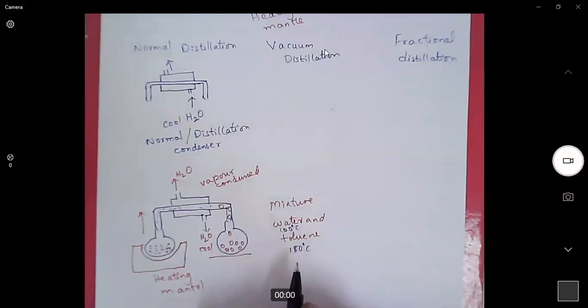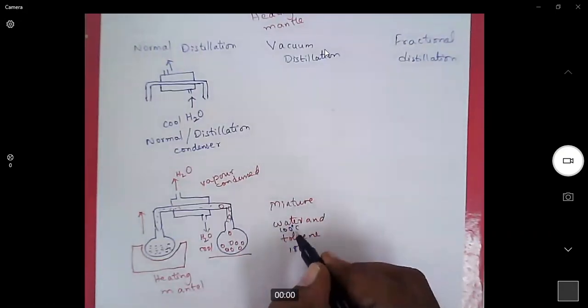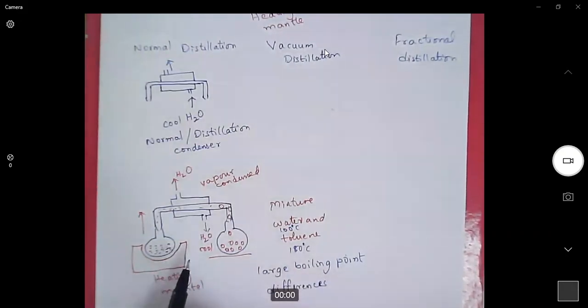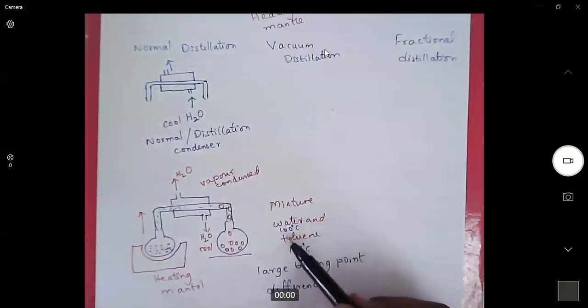The basic principle is, when compounds have large boiling point differences, they can be easily purified by simple distillation or normal distillation. The only thing is we need a mixture of solvents which have large boiling point differences.